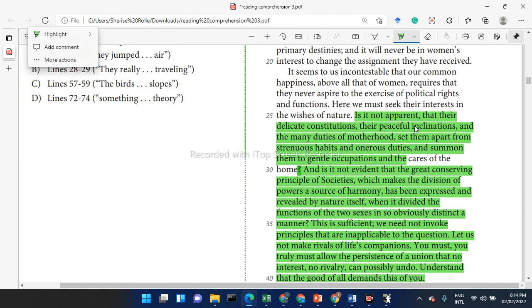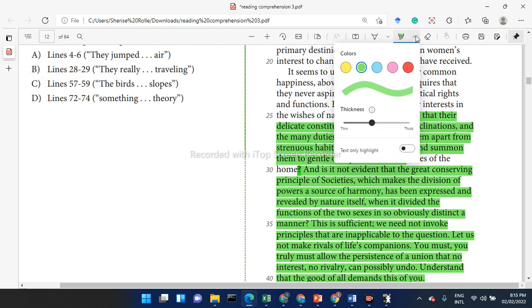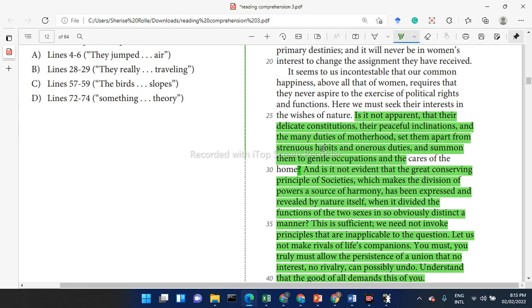He's trying to say that women, they love to. Isn't this a fallacy though? He's making a stereotype, a sweeping generalization. But he's trying to make the case that their physical nature is telling us that they're supposed to be doing mother duties, right? And he said, lead them to gentle occupations and the cares of the home. He's also saying, set them apart from strenuous habits.